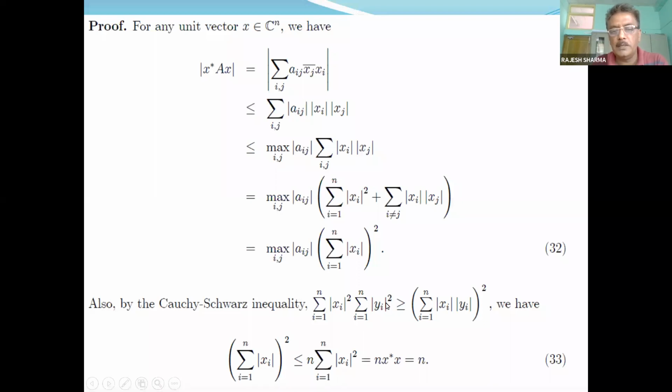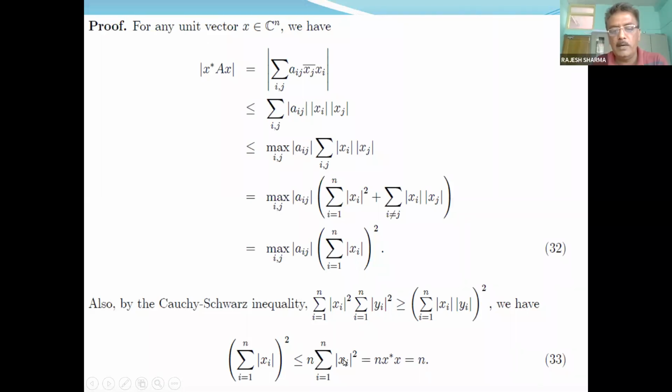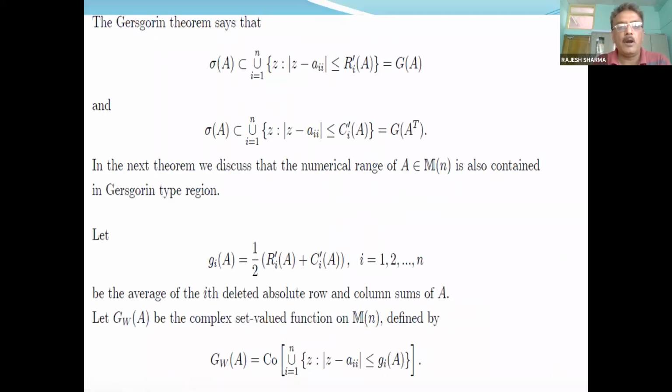Then from this relation, the sum of mod x_i, whole squared, is this. If each y_i is 1, this comes out to be n. So the sum of mod x_i, whole squared, is less than or equal to n times the sum of mod x_i squared, and this is just n times x star x. X star x is 1, since x is a unit vector, so this is n. So from this inequality we get mod x star A x is less than or equal to n times the maximum of mod a_ij. Now next we discuss an improvement of this result.